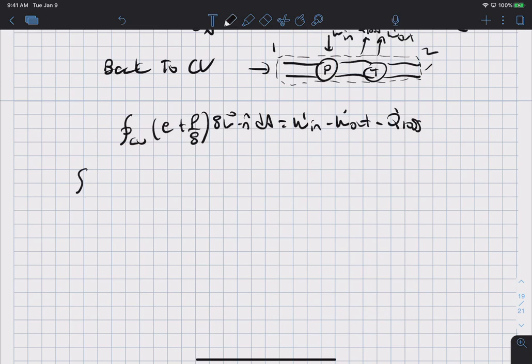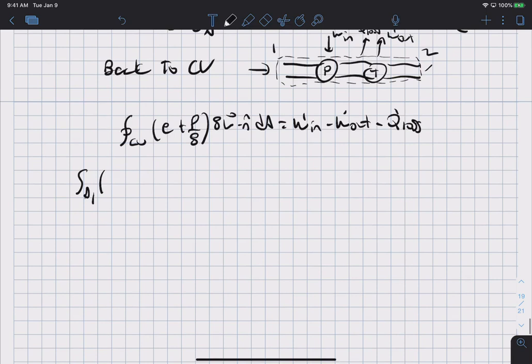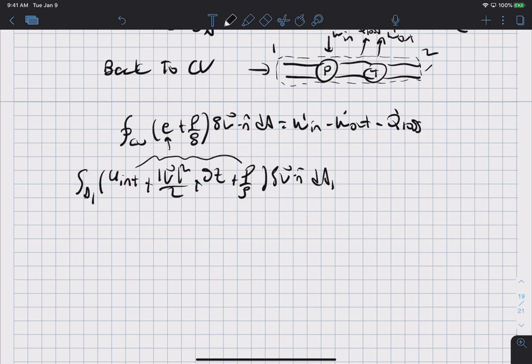And so the integral over area 1 of the internal energy plus the kinetic energy plus the potential energy plus the flow work, P over rho, times rho v dot n hat dA1, because this here is what E is. Okay, and where U int is the internal energy. Again, there are way too many U's and V's in fluid mechanics.